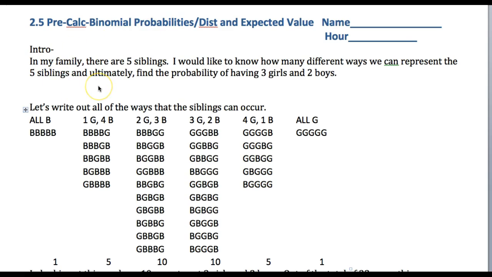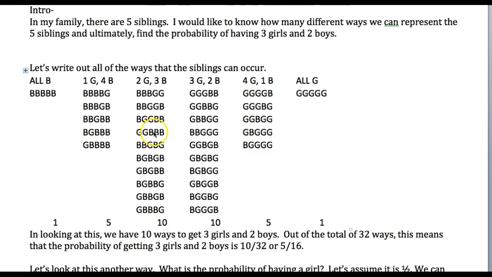So intro, in my family I have 5 siblings. We want to see how this goes. And I shouldn't say I have 5 siblings, there's 5 kids total. I would like to know how many different ways we can represent the 5 siblings and ultimately find the probability of having 3 girls and 2 boys, which is my situation.